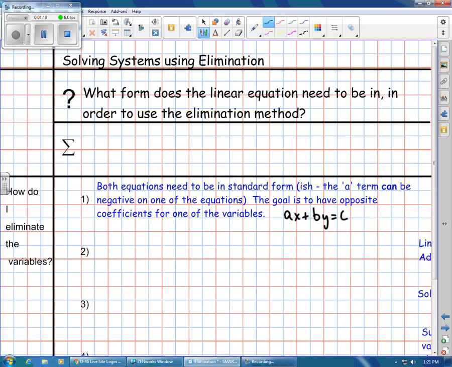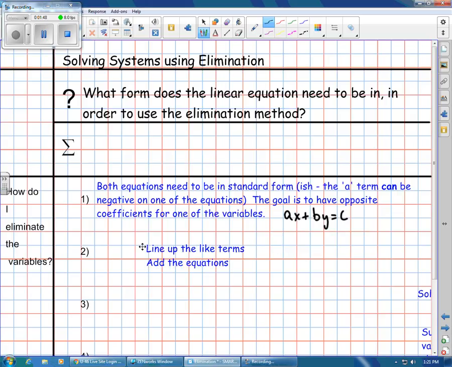And there were some rules about how a had to be. The a term, whatever the coefficient was with the x, had to be positive and it had to be a whole number. So the reason I say that both equations need to be in standard form-ish is because the a term could possibly be negative. Our goal is actually to have opposite coefficients for one of the variables, either the x variable or the y variable. So sometimes that a term might be negative. So it's kind of in standard form, but maybe not the true standard form.